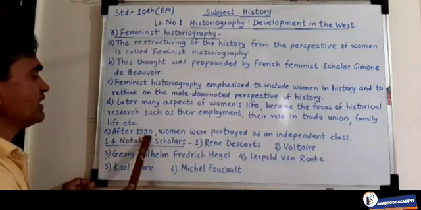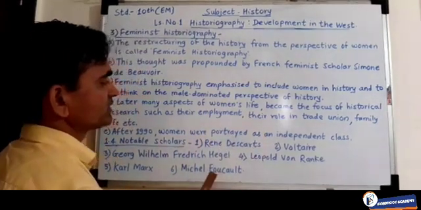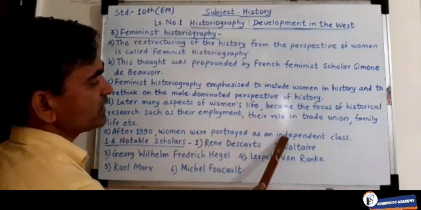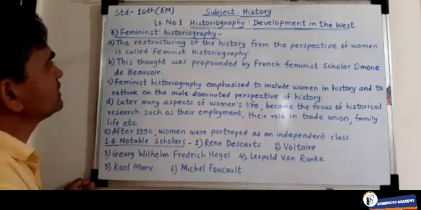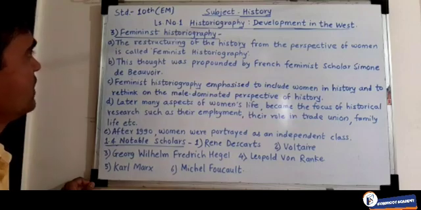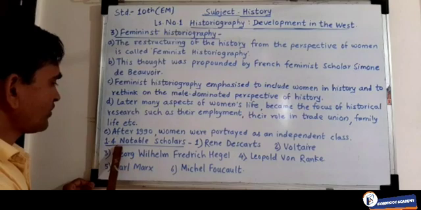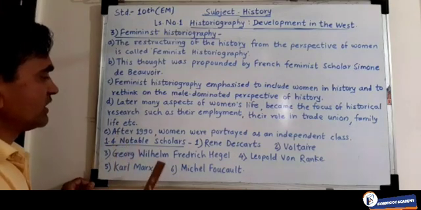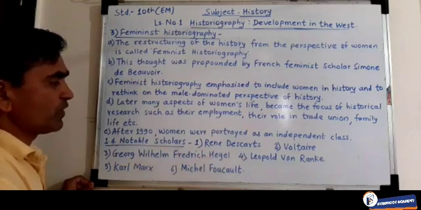After 1990, women were portrayed as an independent social class. In this way we have seen the note on feminist historiography. Now 1.4, the last point from this lesson, notable scholars. We will see just the names of the notable scholars here, and after that we will see them one by one.